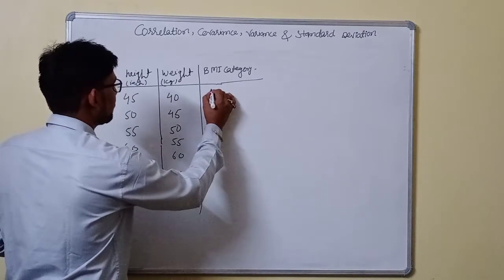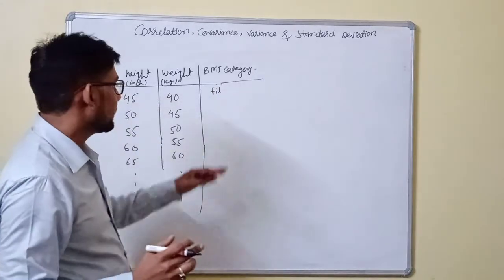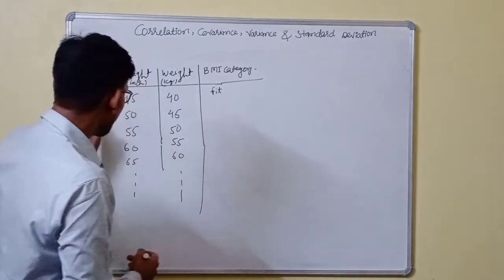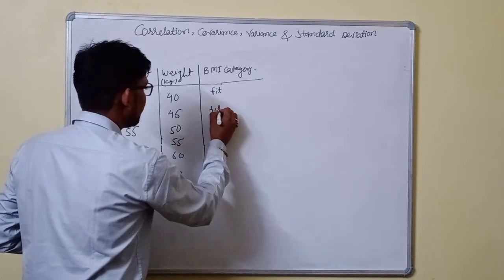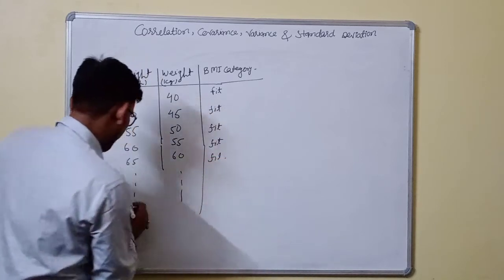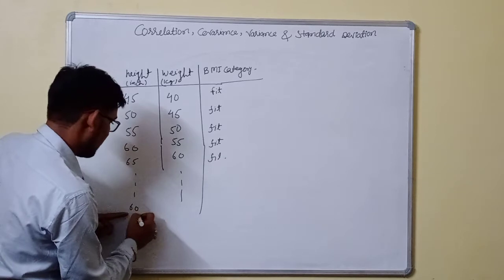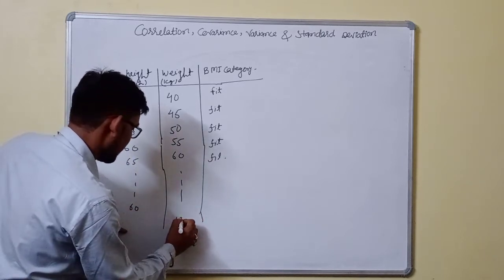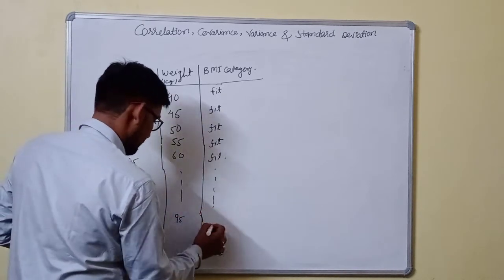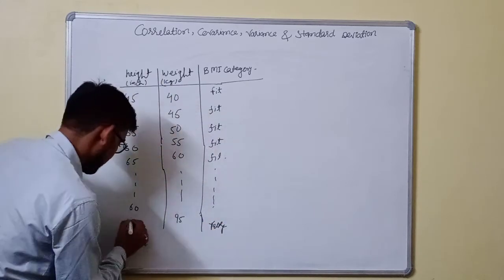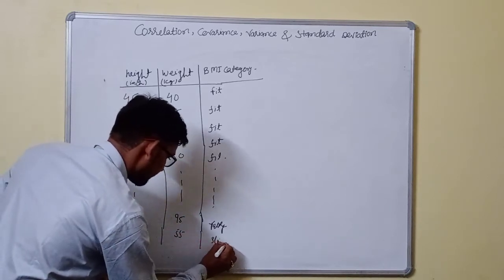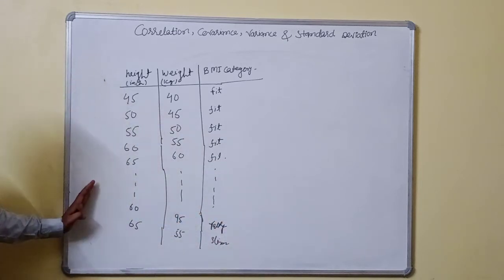The category is fit. We have three different categories: fit, then slim and fatty. So in this category the person is categorized as a fit person. Fit might be, we have here a 60-inch height and the person with 95 kg is categorized as fatty, and the height 65 and weight 55 is categorized as slim, right? So we have this data set, right?